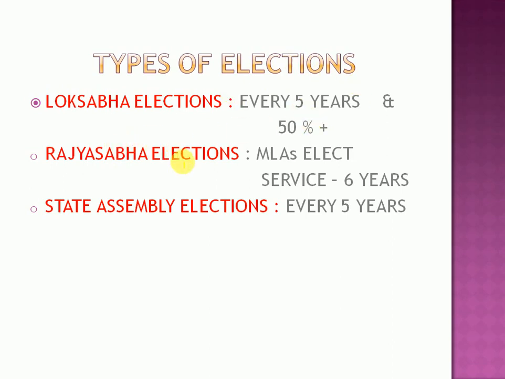In case of Rajya Sabha elections, from the MLAs, the Rajya Sabha members are elected. The service period is for 6 years, and now basically 1/3 of the members retire every 2 years, and the elections are done through single transferable vote.